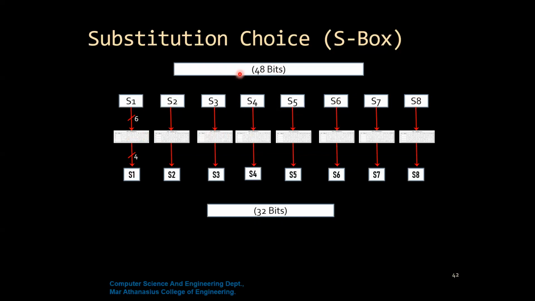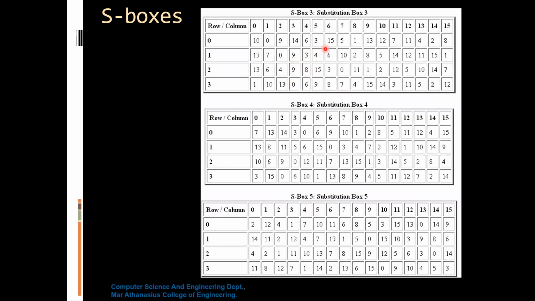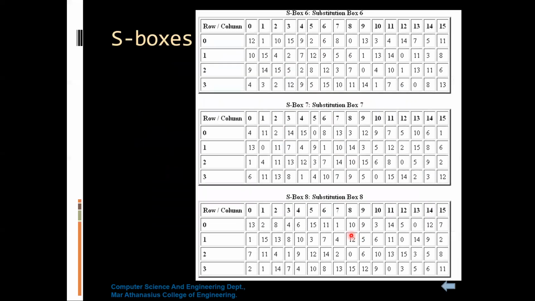The 48 bits are divided into 8 blocks. We saw how it is reduced for S1. But for S2, we do the same thing, but we use a different table that is given here. So this is the table for substitution box 1. This is the table for substitution box 2. Likewise, you have substitution tables 3, 4, 5, 6, 7, 8.